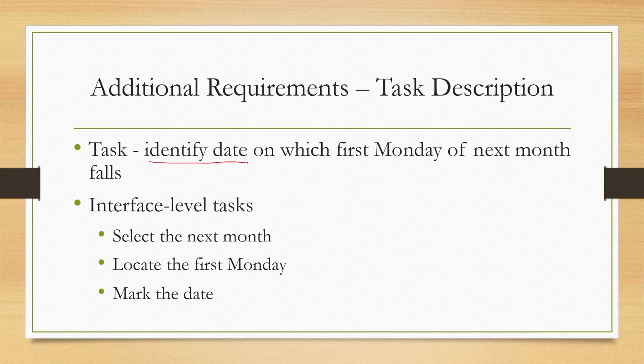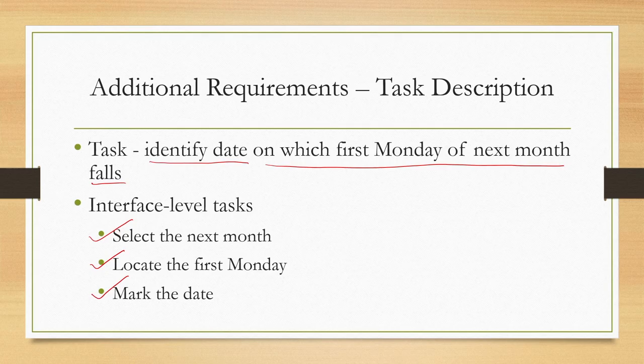So, what is your task? As a user of the app, your task is to determine the date on which the first Monday of the next month falls. In order to perform this task, you need to perform some interface level activities or tasks. What are those tasks? One is to select the next month. Next is to locate the first Monday in the month view, and the third is to mark the date by some means, along with keeping a note on that particular date regarding the schedule of the class. So, these are some activities that you need to perform with the interface to know about the date.